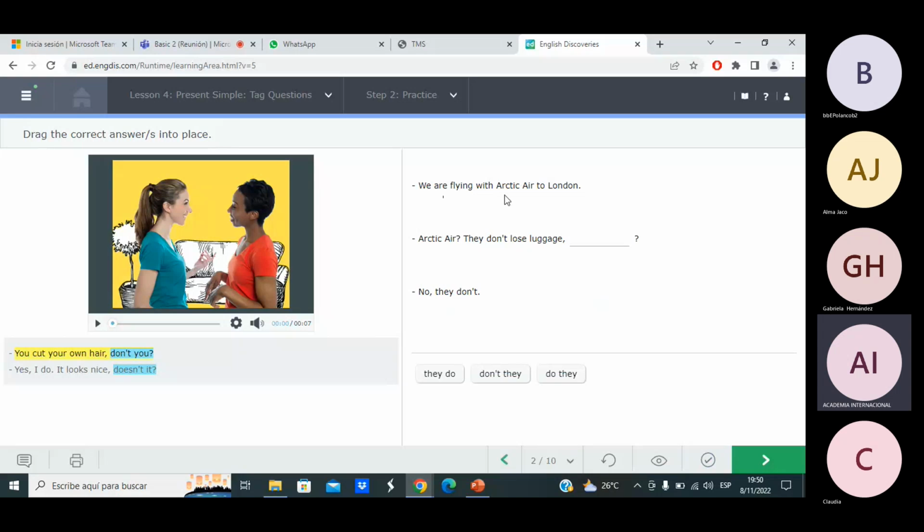We are flying with Arctic Air to London. They don't lose luggage. Ellos no pierden el equipaje. What do you think? It would be, don't they? They don't lose luggage, don't they?